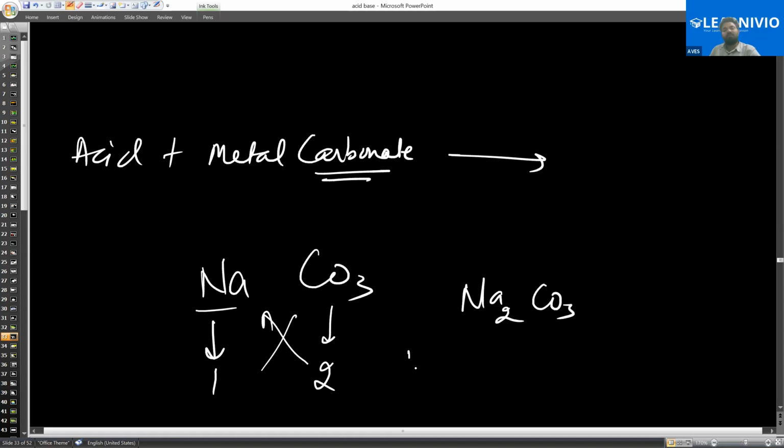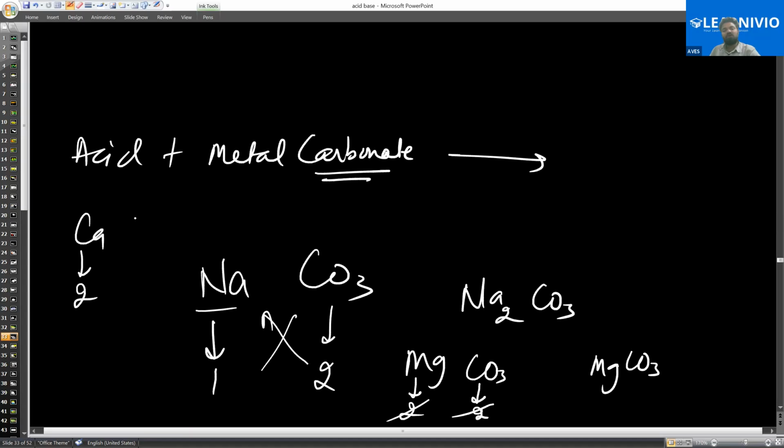Understood? Magnesium has valency 2 and the carbonate group also has valency 2. They cancel out each other, so you write MgCO3. Similarly, calcium has valency 2 and the carbonate group has valency 2. They cancel out each other, so we have CaCO3. Understood?